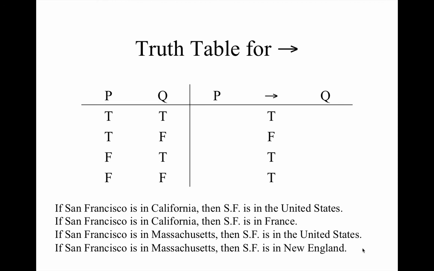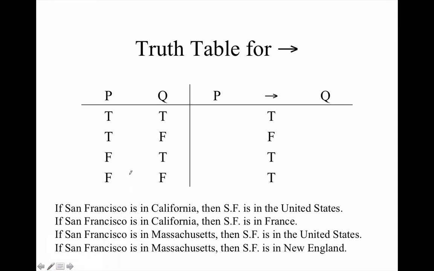When the antecedent is true and the consequent is false, the material conditional is false. When the antecedent is false and the consequent is true, the arrow is true. And lastly, when the antecedent and the consequent are both false, the arrow is true. So let me start with making a comparison to the concept of validity.